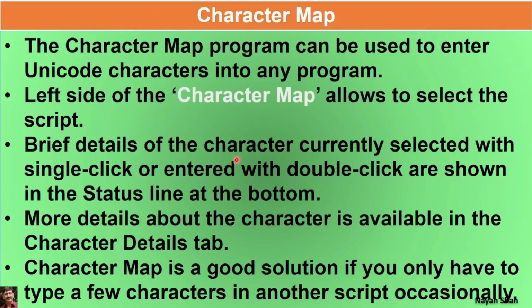Then brief details of the character which you have currently selected with a single click or which you have entered with a double click are shown in the status line at the bottom. So at the bottom of the character map we have a status line which shows the brief details about that character which you either have selected or entered. More details about the character are available in the character details tab. If you want to know something more about that particular character, you can go to the character details tab.